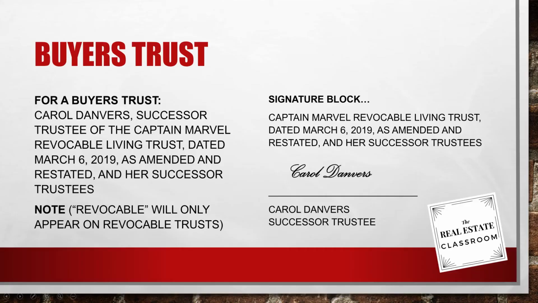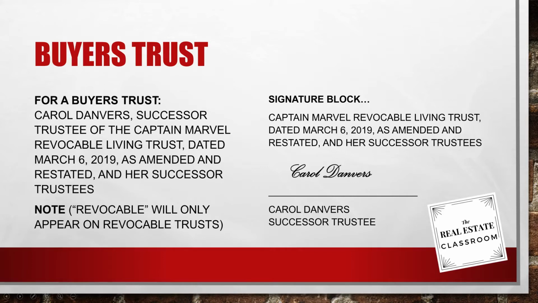Now on the buyer's trust side, in this case, we would have on the signature block Captain Marvel Revocable Living Trust dated March 6, 2019. Now, where do we get these dates from? Well, we get them from the trust documents that we've got from our client. And then it says, as amended and restated, and her successor trustees. Now, this is for a buyer's trust here.